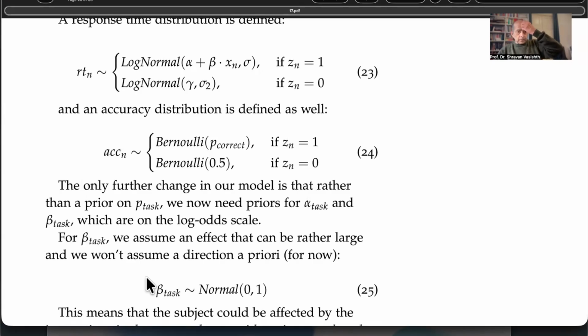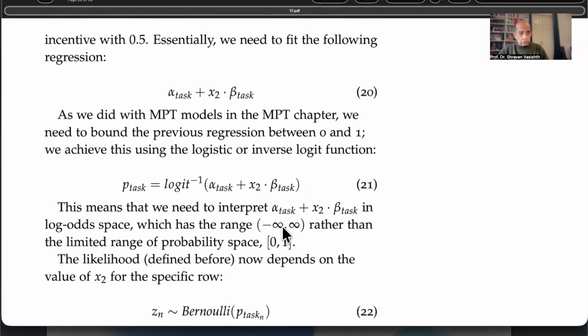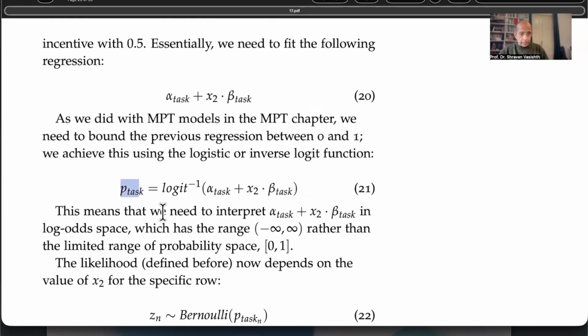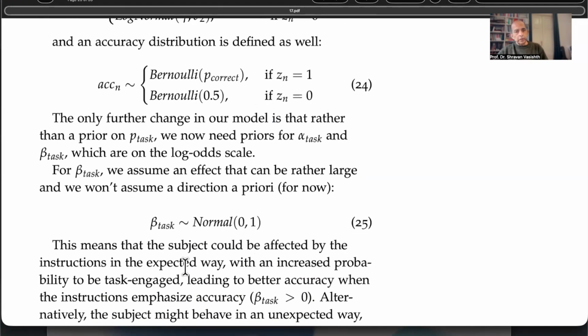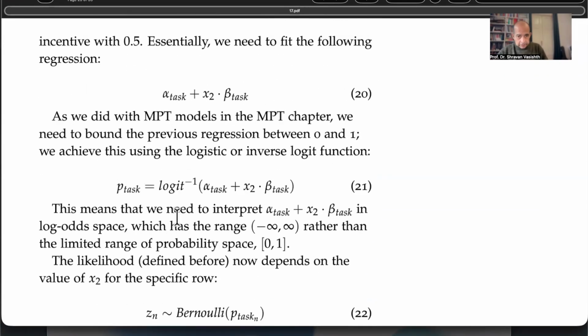So what will change now is that we won't just have a prior on task, we will now need priors on alpha and beta. These are two new parameters now that will determine the probability of task, depending on the instructions. So that's the change now that will happen. So one can come up with some priors for the beta parameter. So the beta parameter is here, right? This is the effect of the instructions, right?